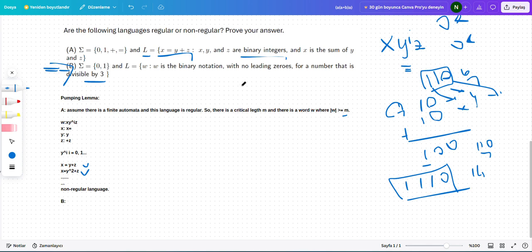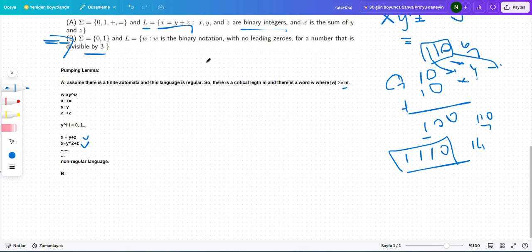There is a method to understand if a binary number is divisible by 3 or not, and it goes like this. For example, there's a number like that. You are checking digit numbers, even or odd. If the number of ones in the even digits and in the odd digits are the same, it becomes divisible by 3.